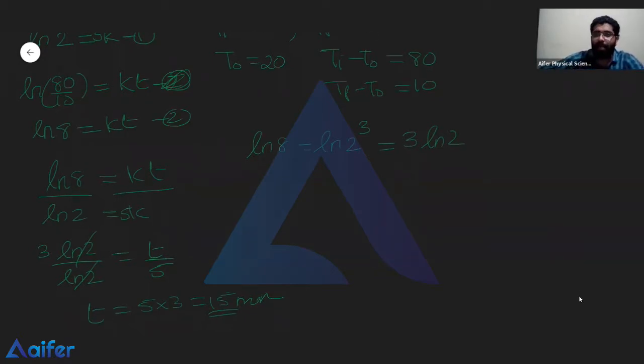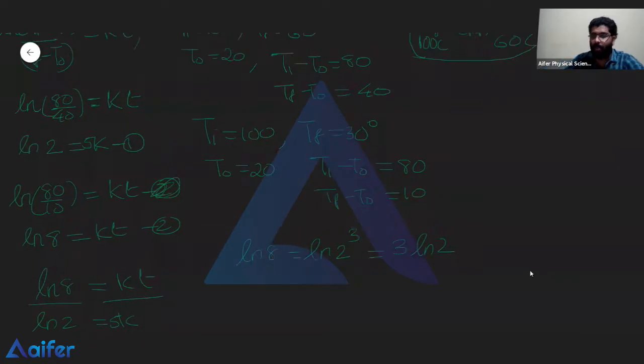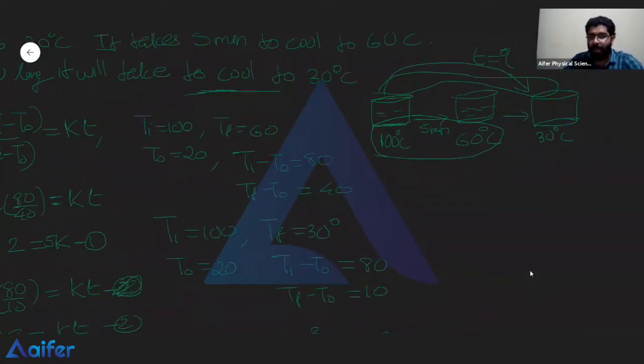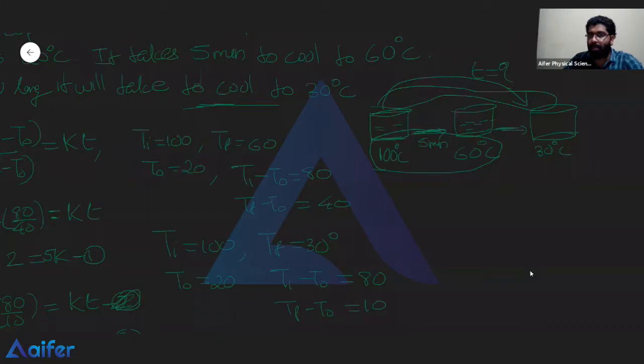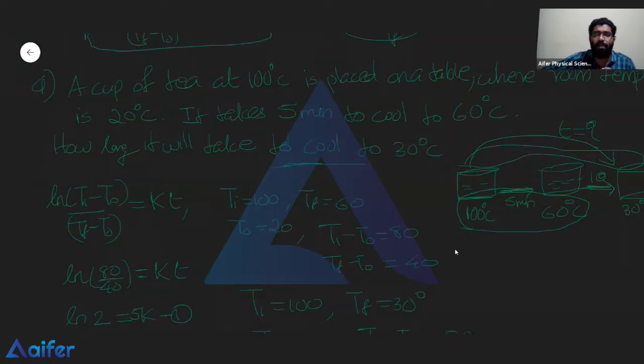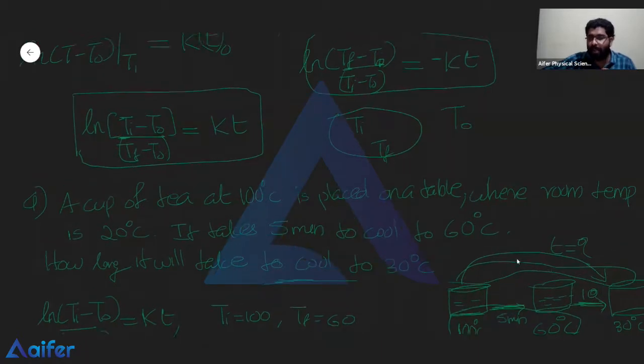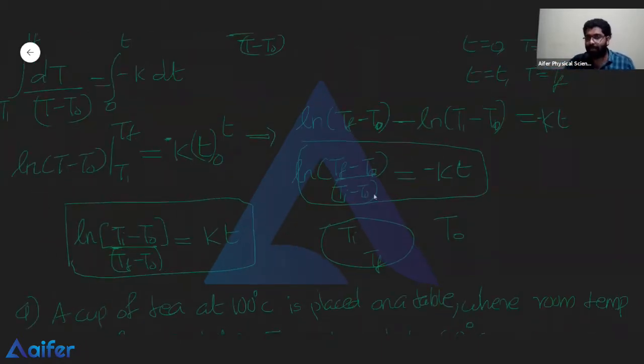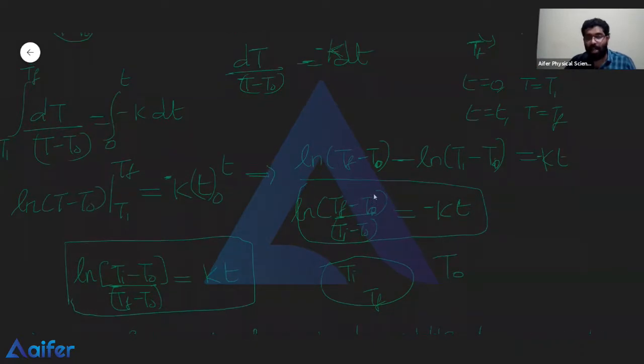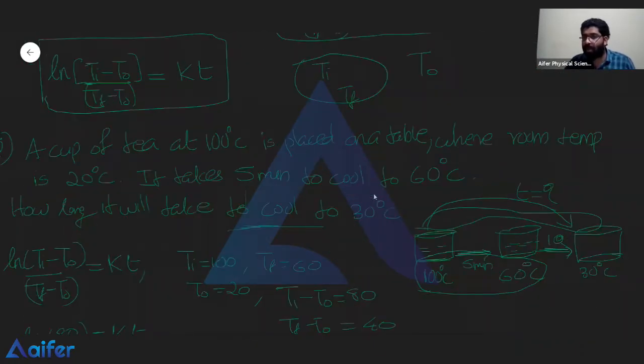So if we take the diagram again, the first process will take 5 minutes. The second process will take more time, 10 minutes. Why? Because we already mentioned the law: the rate of change of temperature is proportional to the temperature difference between the body and the surrounding. In this case, the temperature difference between the body and the surrounding is much less. Initially that was 80, now it is 40 only. So heat flows out of the body very slowly.